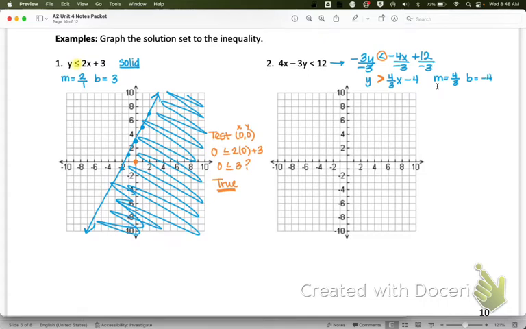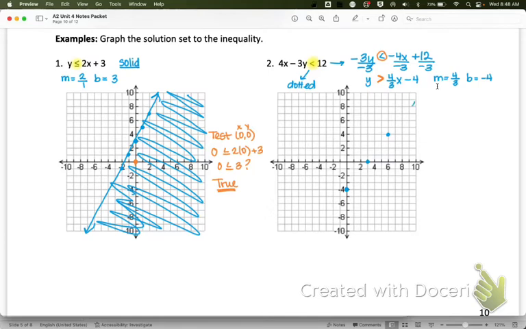Now, before we graph, we always want to check: this one is going to be a dotted line because it is less than, not equal to. Okay, so I start at -4, and then I go up 4/3.